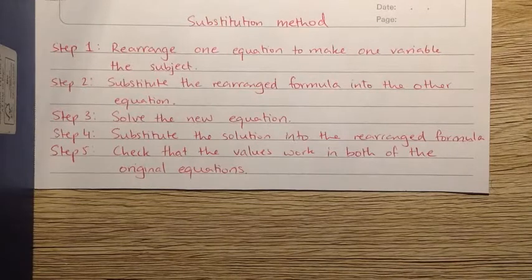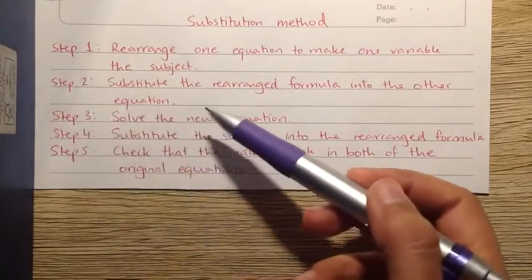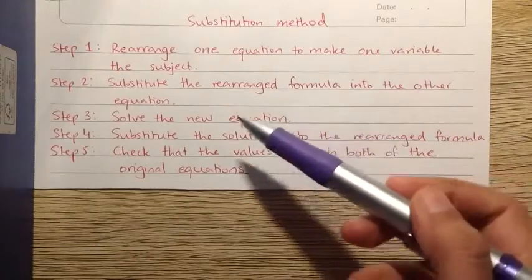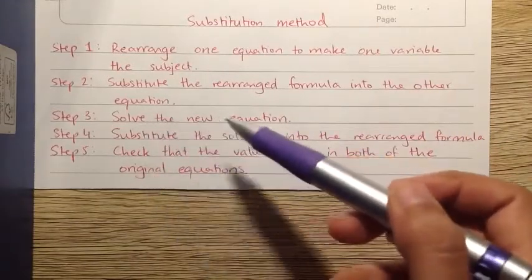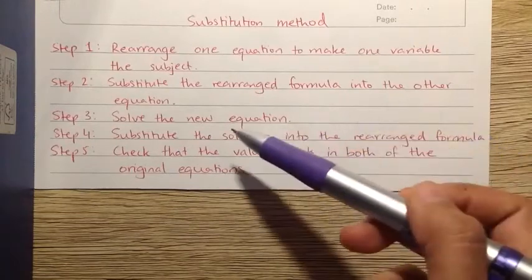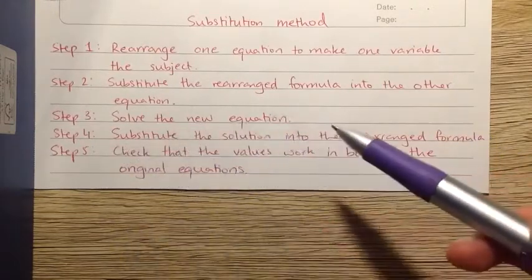Okay, so quick rundown of the steps in substitution method. Step 1 is rearrange one of the equations to make one variable the subject. Then step 2 is substitute this rearranged formula into the other equation. So then step 3, we can solve the new equation.